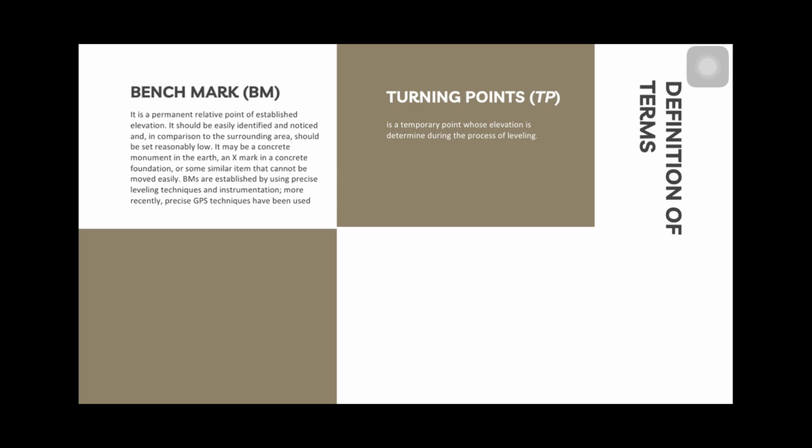Next, we have the turning point or TP. Sometimes, when we are leveling, we cannot cover the entire distance in one setup of the instrument. So we use a turning point. It's simply a temporary point on the ground where we place the leveling rod to transfer elevation from one setup to the next. In short, the turning point is like a stepping stone that helps us continue our measurement.